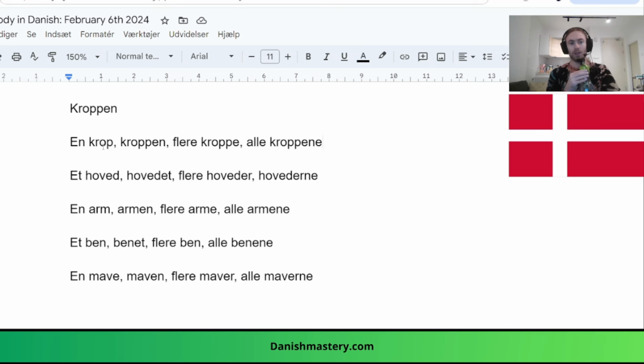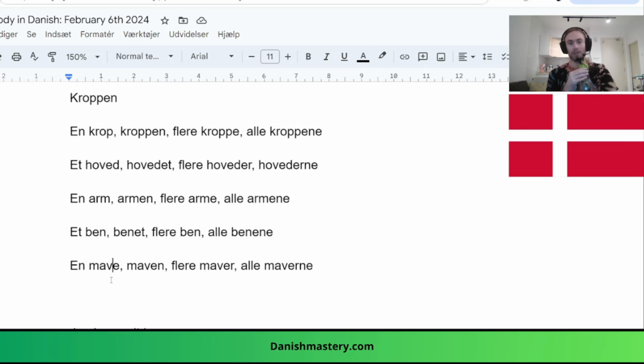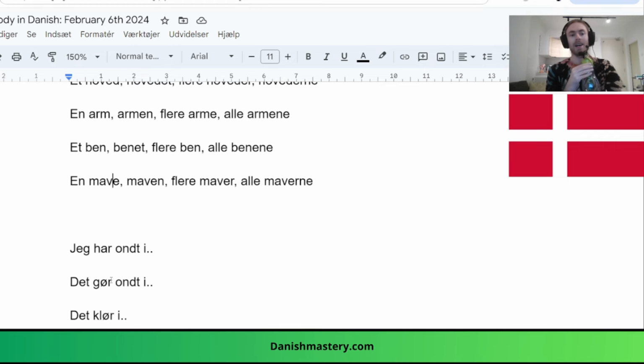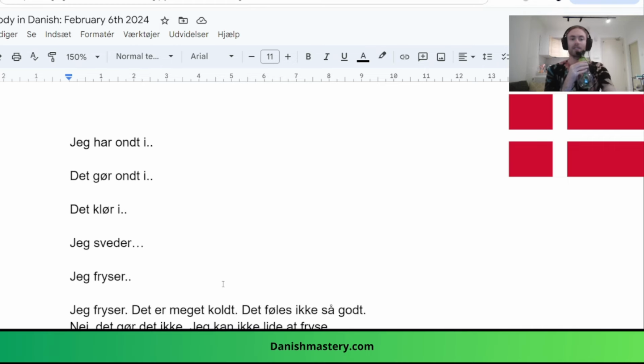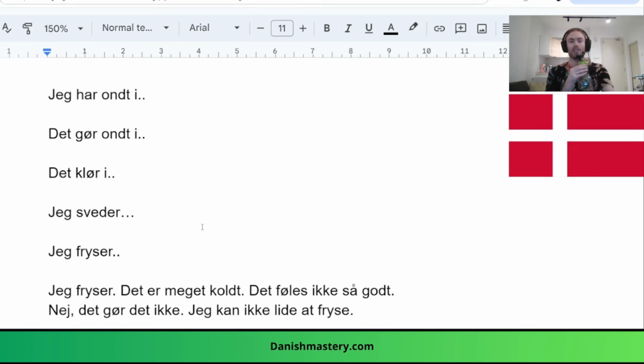Right? Krop, that's body. Hoved, head. Arm, ben, that is leg. Mave is stomach or belly. Okay? So those are just some of the words. Now, if we're looking down here, we have some of the feelings, some of the sensations. You're gonna feel stuff in your body. Zoom in a little bit.